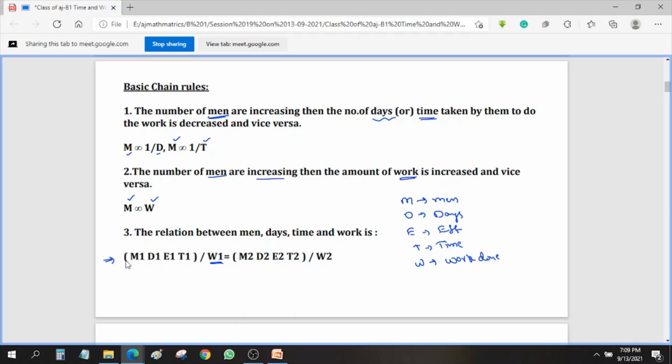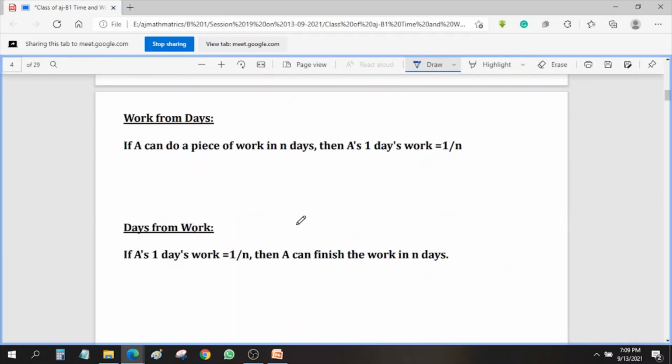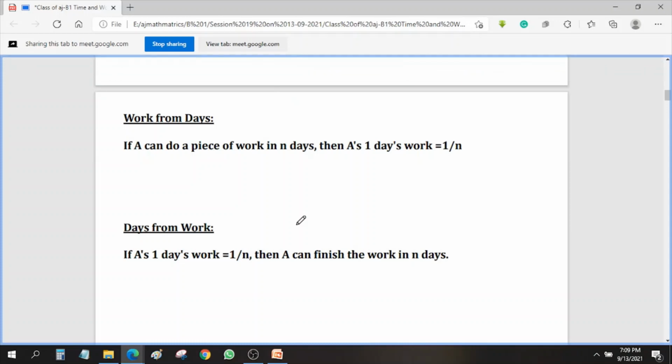Now you need to remember this formula: M1 D1 E1 T1 by W1 equals M2 D2 E2 T2 by W2. Out of these terms, if any term is missing, we can find the remaining. And one more important point: whatever terms are given in the question, we need to pick those terms and find out the answer for the question. So that is this. Next, work from days and days from work.